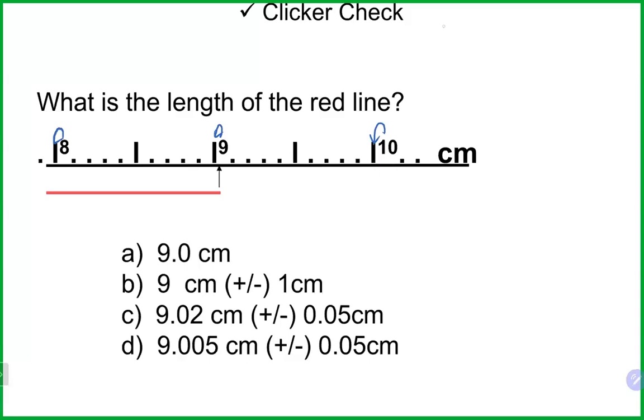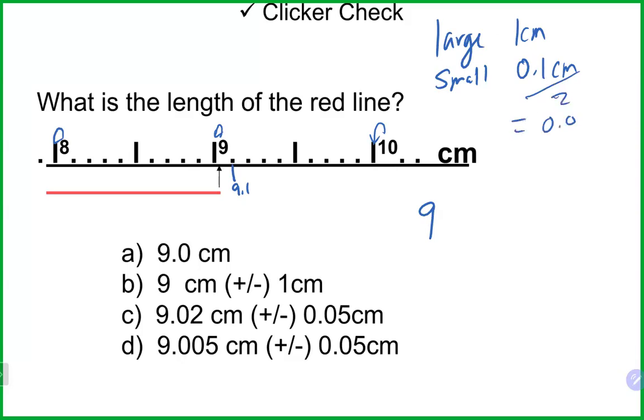Okay, so looking at this one, this is basically our same ruler, which means our large markings again is going to be 1 centimeter. There are 10 smaller markings between them, which means 0.1 centimeters. So that's 9, and this first marking here would be 9.1. So it is just past 9. It is not 9.1 yet.